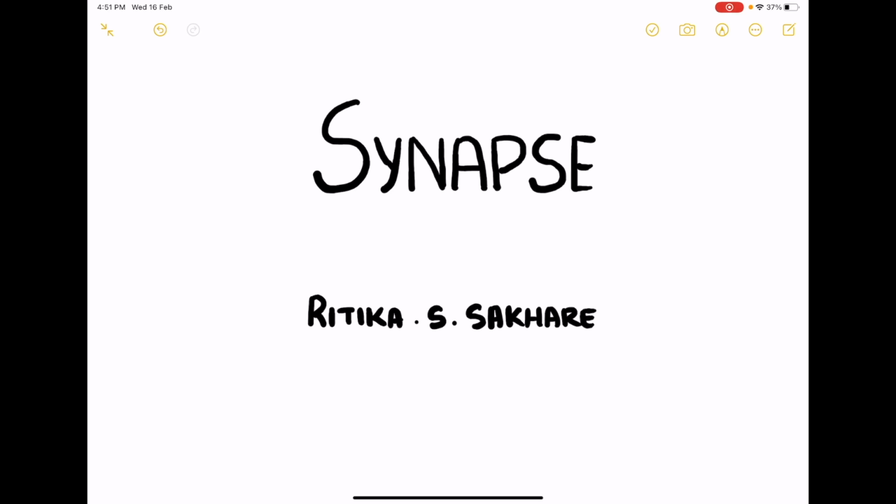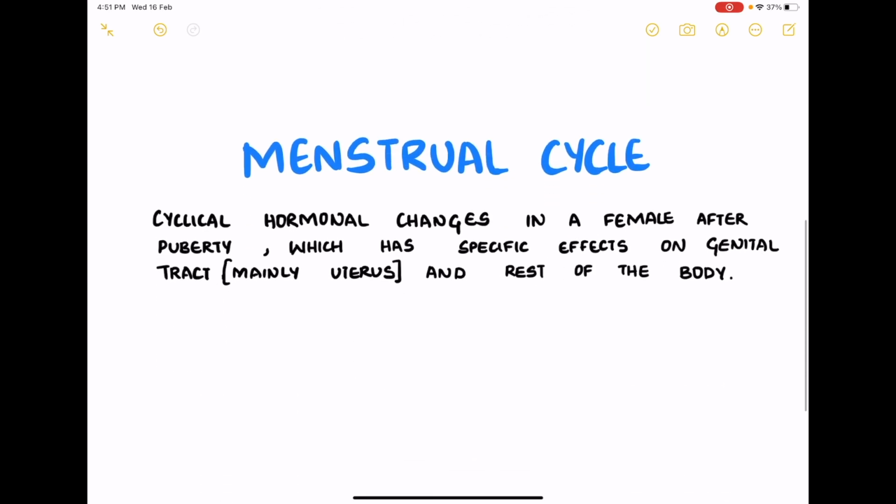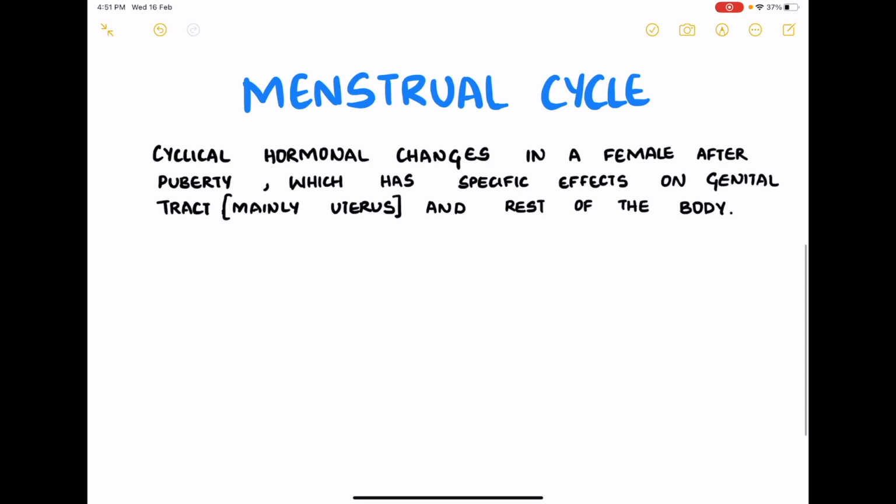This is Ritika, and in this video I shall talk about the menstrual cycle, which refers to cyclical hormonal changes that occur in a female after puberty, which have specific effects on the genital tract, mainly the uterus, and the rest of the body.